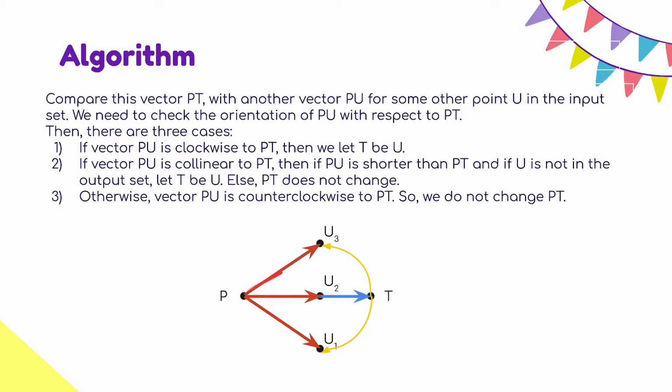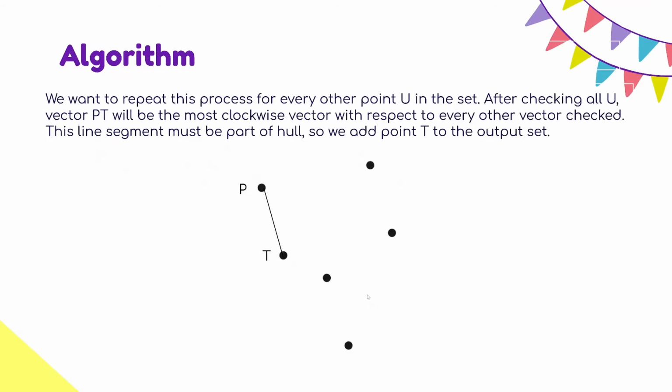Finally, if we see a line PU that is counterclockwise to PT, meaning that if we start at PT and travel in the counterclockwise direction we end up at PU, then we know this point is not the most clockwise vector in the system, and we can immediately ignore this edge PU, as it is not more clockwise than PT. Basically we repeat this process for every other U.